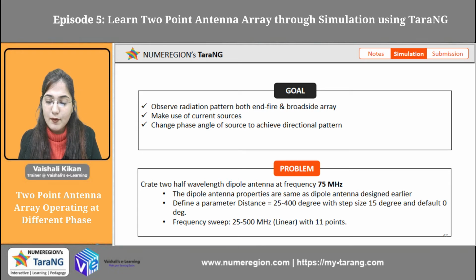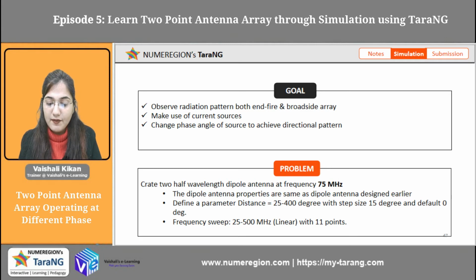The antenna was observed at the sweeping frequency 75 megahertz, and the two antennas were separated by 200 centimeter. The dipole antenna properties are the same as the dipole antenna designed earlier in episode 2. I hope you all have seen episode 2. Now we have seen how we can define a parameter angle 0 to 180 degree with step size. We have taken the step size 15. You can take the step size 10 as well, and the default was 0 degree.